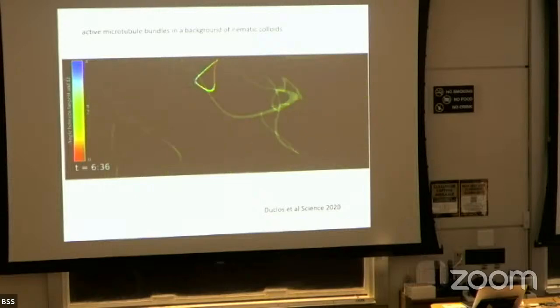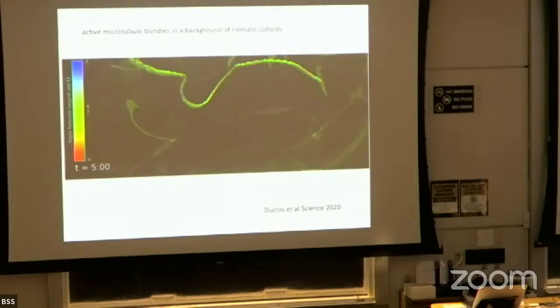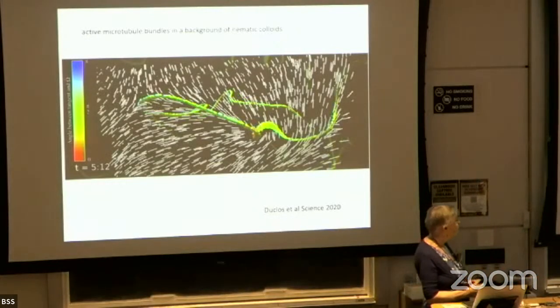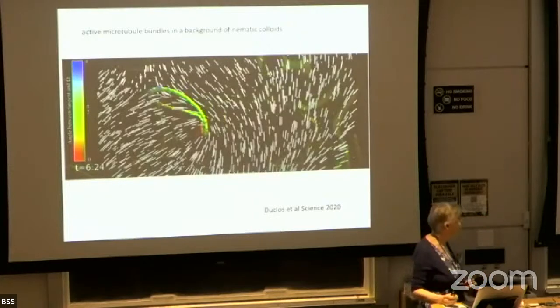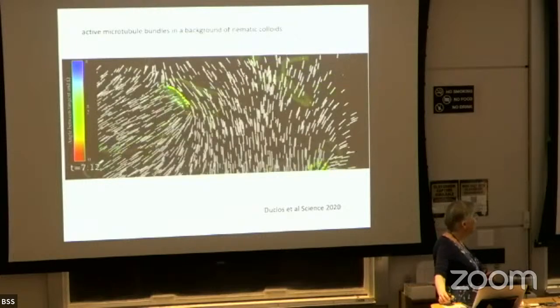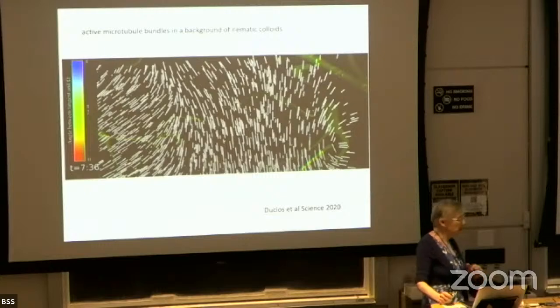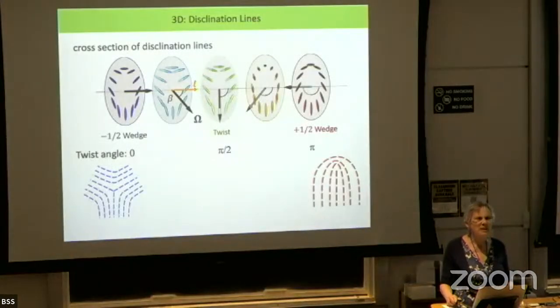This is an experiment. Simulations give exactly the same thing, but these are real experiments. Here are the loops. These are defect loops. The white things are the direction of the nematic background. And everything's much worse in 3 dimensions. I've got a couple of slides on this just to tell you a little bit more about what these disclination lines look like in 3D.